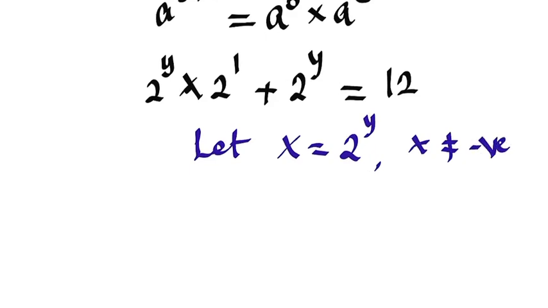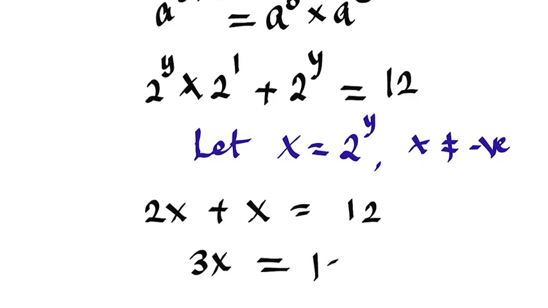Okay, so now anywhere you see 2 to the power of y, we are going to replace it by x. So now we're going to have x times 2, that is 2x, plus x, then equals 12. So now from here we have 2x plus x, which will give us 3x, then equals 12.